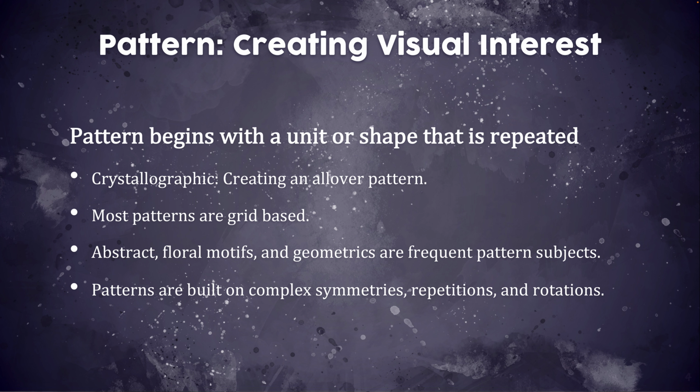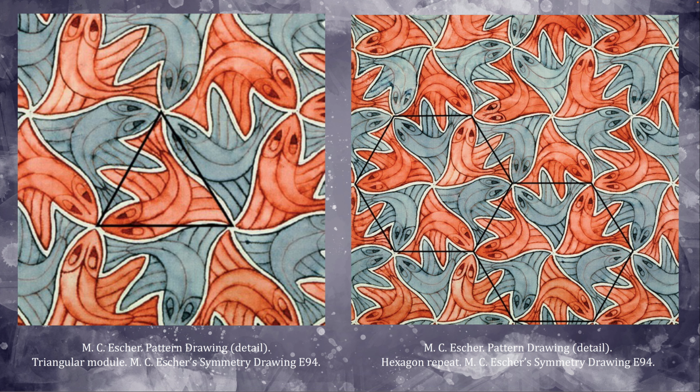Abstract, floral motifs, and geometrics are frequent pattern subjects, especially when you look at fashion or textiles, and even my plaid shirt, you can start to see a pattern. So even with simple patterns, again, textiles are a very good thing to look at for patterns. Patterns are built generally on complex symmetries, repetitions, and rotations, right? So we have some visual examples of this. This is a general shape that's repeated. It can be transformed, but transformed and repeated into some sort of grid, right?